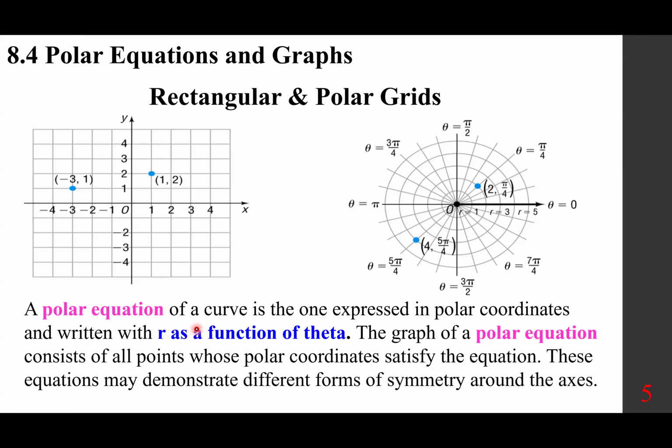A polar equation of a curve is one expressed in polar coordinates and written with r as a function of theta. The graph of a polar equation consists of all points whose polar coordinates satisfy the equation. These equations may demonstrate different forms of symmetry around the axis.